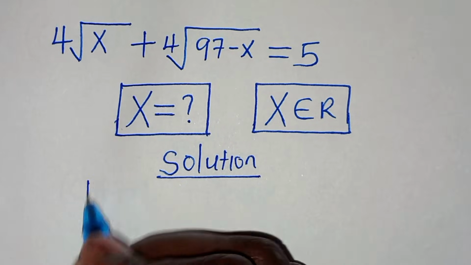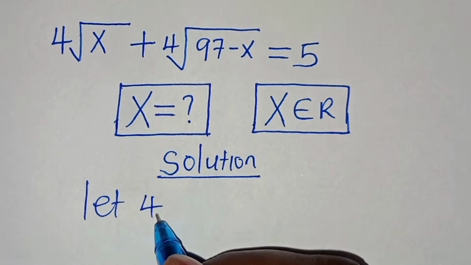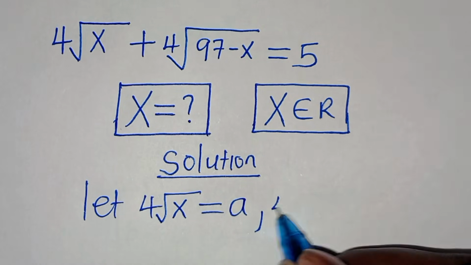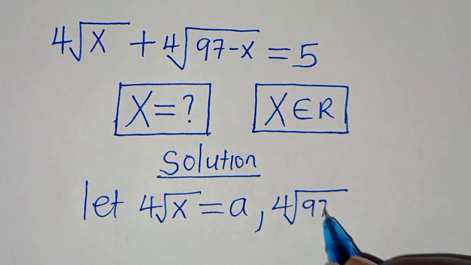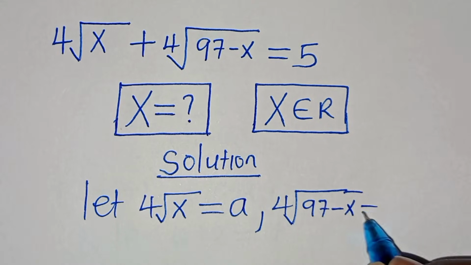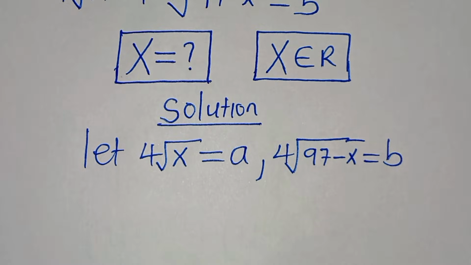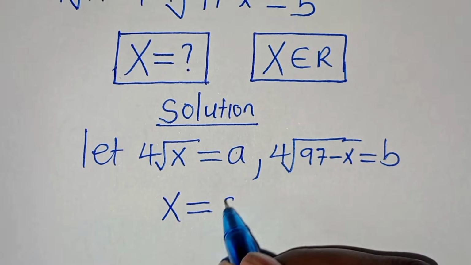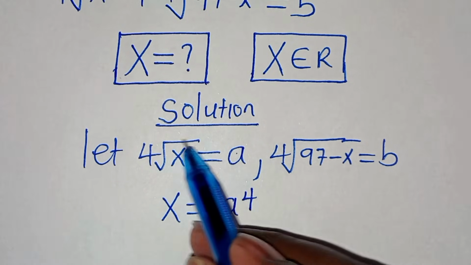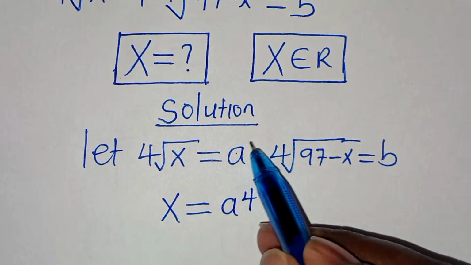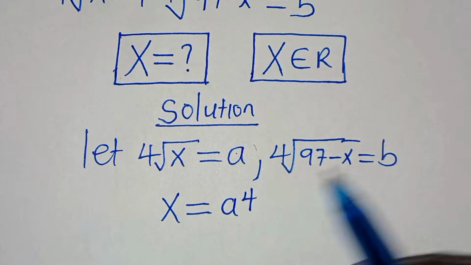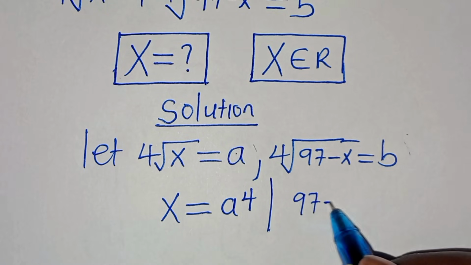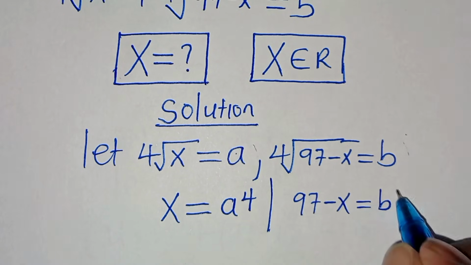The first step is we can let the fourth root of x be equal to a, and as well you can write the fourth root of 97 subtract x be equal to b. Now, what this implies is that we can express x as a to the power of 4. So we eliminate the fourth root here, we raise to the power of 4, and we do the same thing here, we raise to the power of 4 on both sides, so that now we have 97 minus x equal to b to the power of 4.